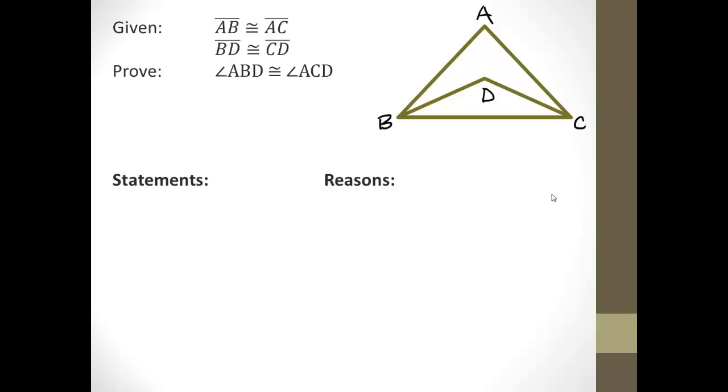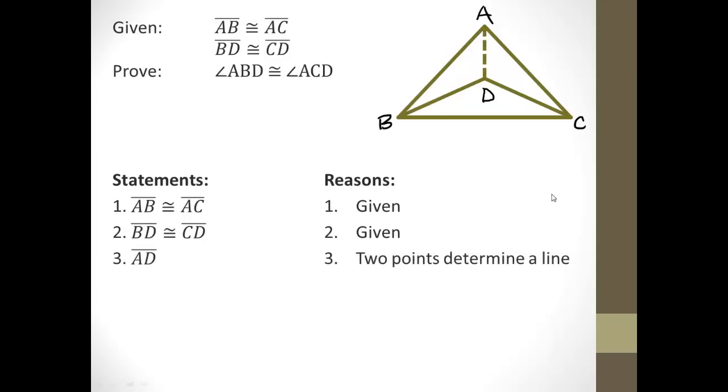We're given this proof. Start it off like you normally would. Segment AB is congruent to segment AC. That's a given. Segment BD is congruent to segment CD. That's a given. And then we would simply state segment AD, and notice that this line appeared. We could say that because two points determine a line. So you would add it in and give that as a reason.